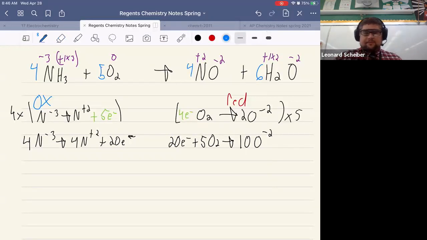So that's how we balance by half reactions, right? It's not the way you have to do it, but it is a very useful technique.